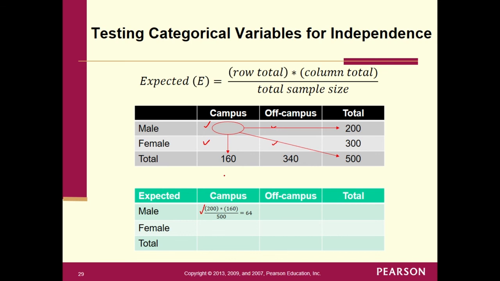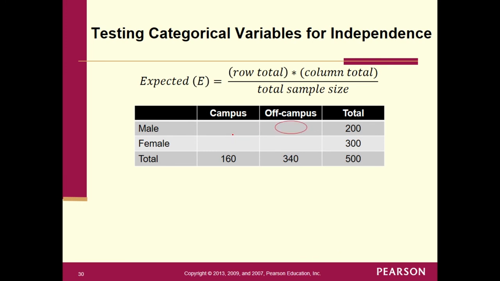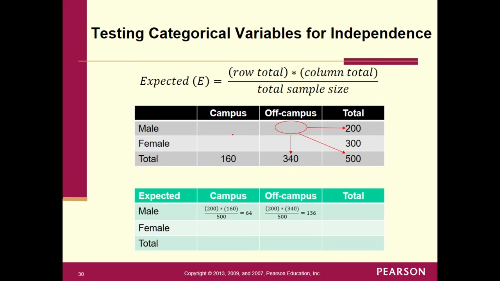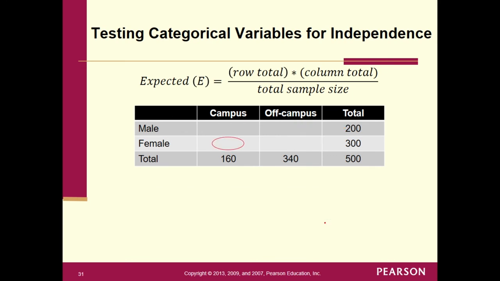This guy right here, the 64, we're eventually going to compare it to that number right there. Okay, how about this number right here? To figure that out, we go to its row total times its column total divided by its total sample size. So that would be 200 times 340 divided by 500, we get 136. We go to the next one. 300 times 160 divided by 500.